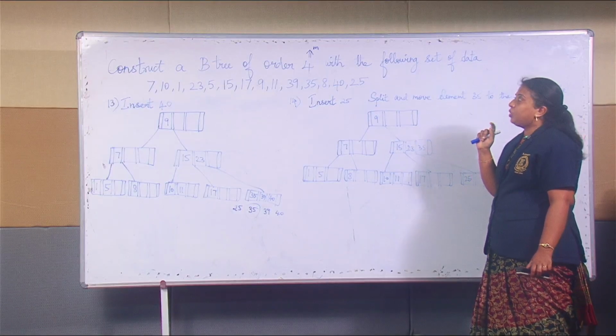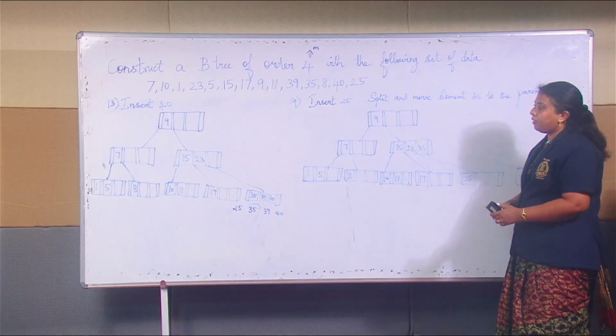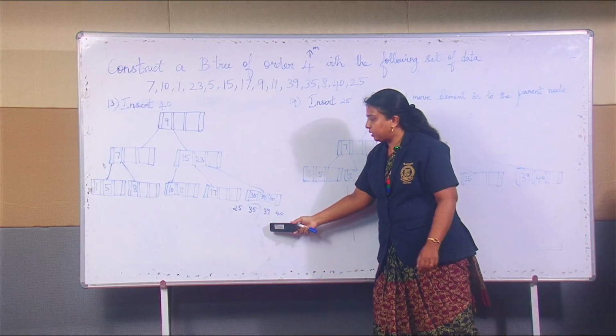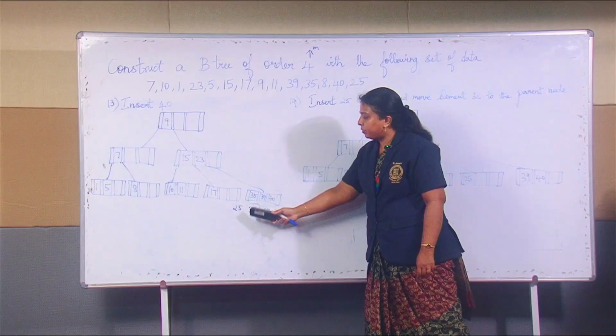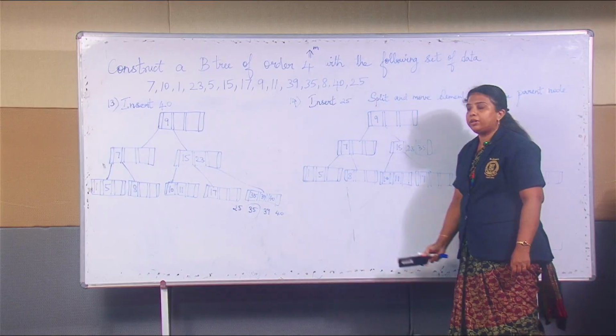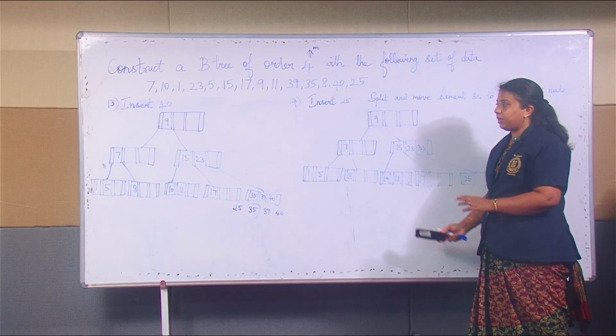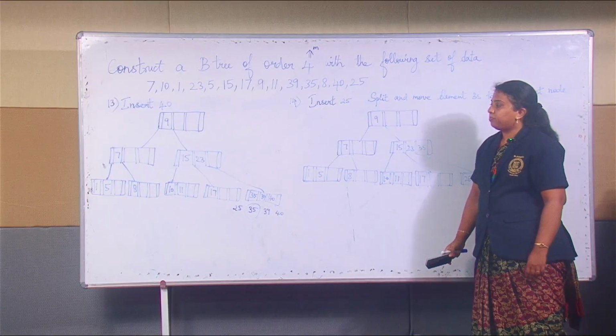Okay. So if the order is going to be even, you will have the problem in choosing the middle element. So go either with the left middle element or the right middle element and follow the same throughout the problem.